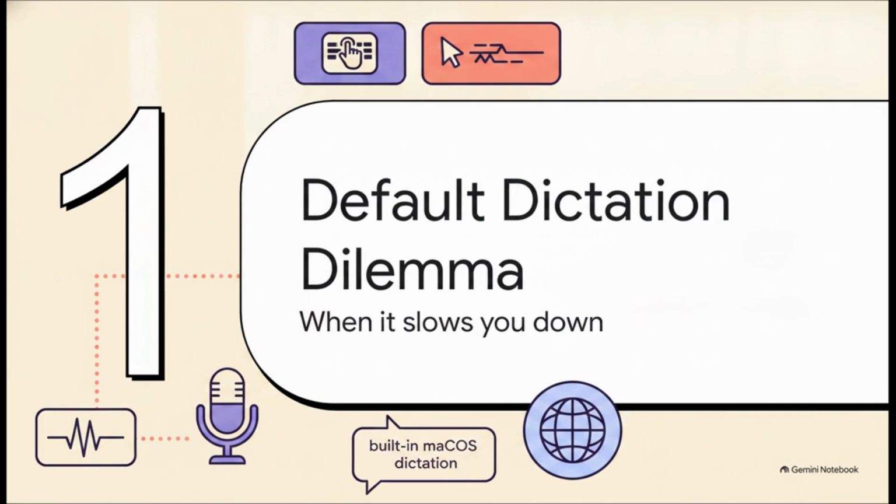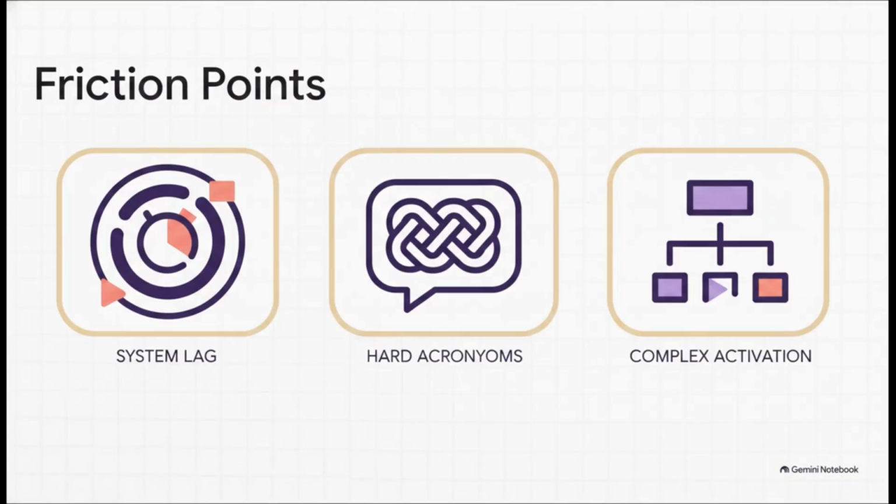Which brings us to Section 1, the default dictation dilemma: when good enough actually slows you down. Now, to be absolutely fair here, Apple's built-in on-device dictation is the ultimate privacy shield because it runs right there on your device. Your audio literally never leaves your computer. But when dictating goes from, say, a fun little novelty to a daily habit, the friction becomes very real.